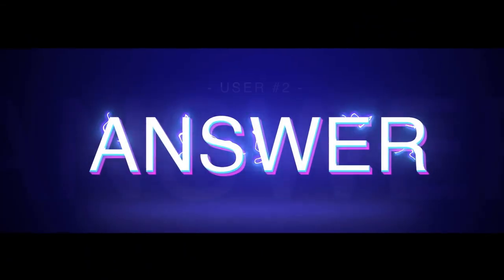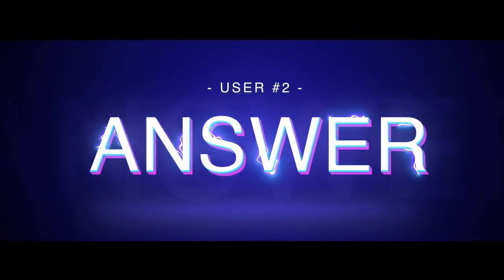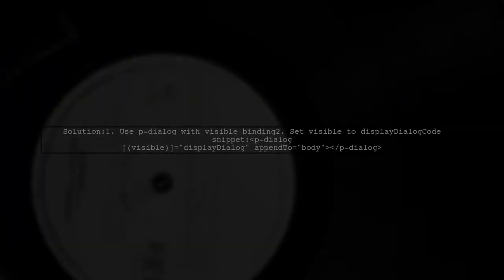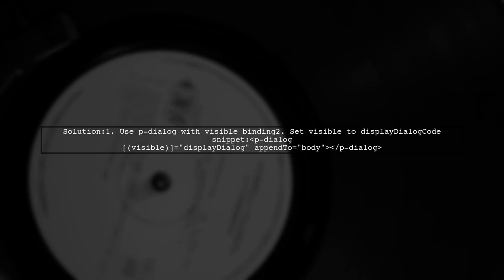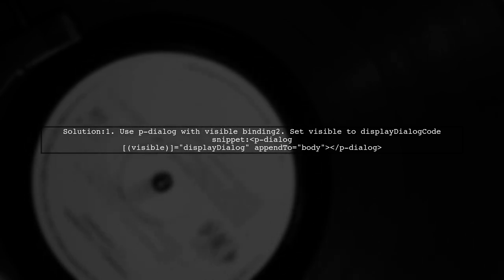Let's now look at another user-suggested answer. To fix the issue with the p-dialog onHide not working in your Angular 2 component, try using the visible property bound to display dialog. This ensures the dialog's visibility is correctly managed.